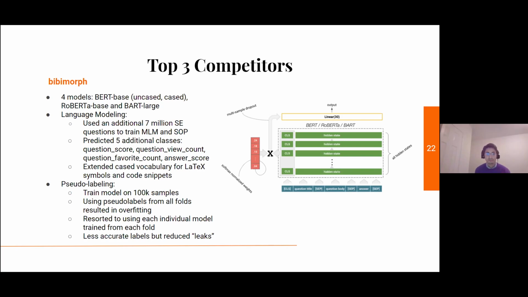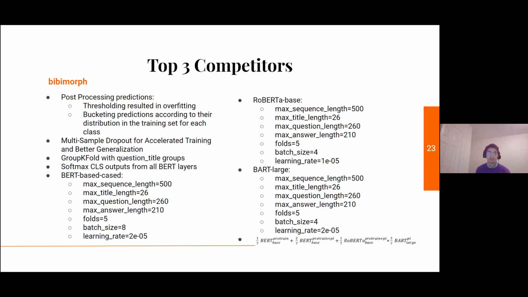So one more trick that they utilized was post-processing. As I mentioned earlier, thresholding was causing issues with their Spearman's correlation. But in their implementation, they decided not to threshold based off of random parameters. They decided to bucket predictions according to the distribution of the classes in the training set.